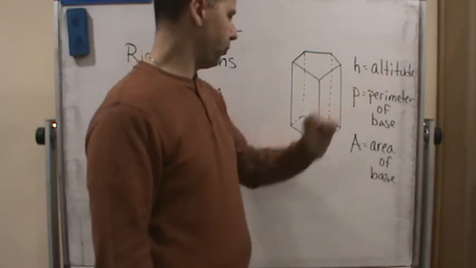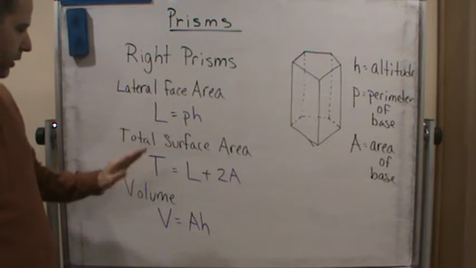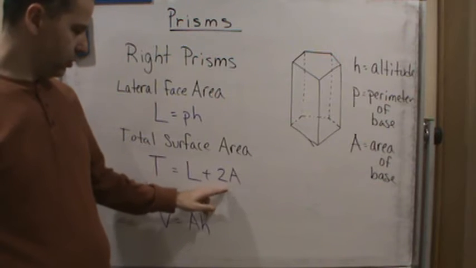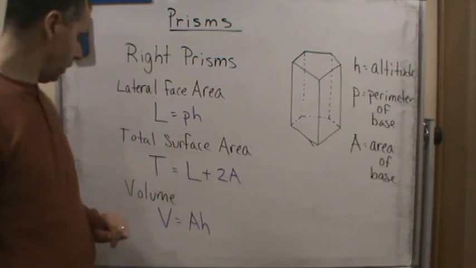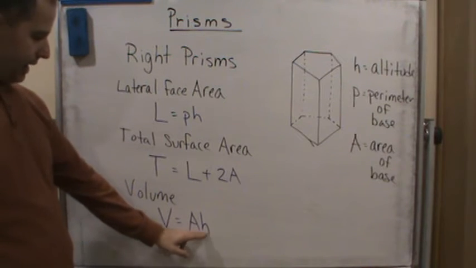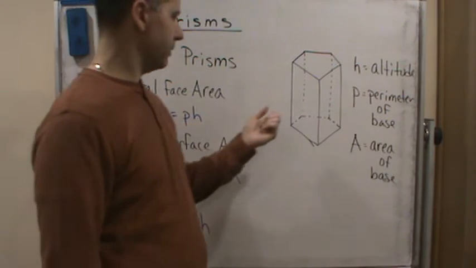And then P is for perimeter of the base. So now if you want the total surface area, you would just take the lateral surface area and add on the area of the 2 bases, so 2 times A. And then the volume is just the area of the base times the height, for the same reasoning that I did perimeter times height.